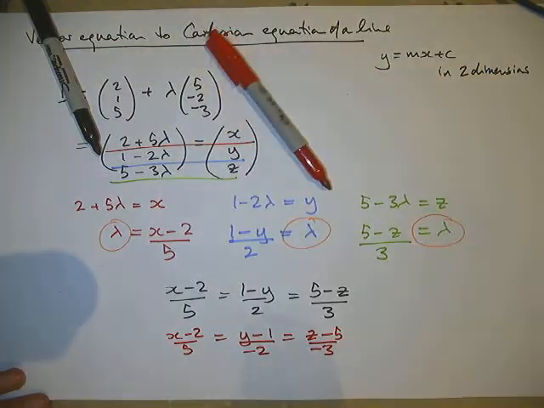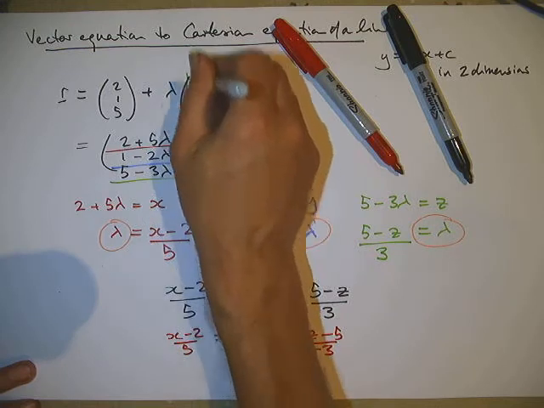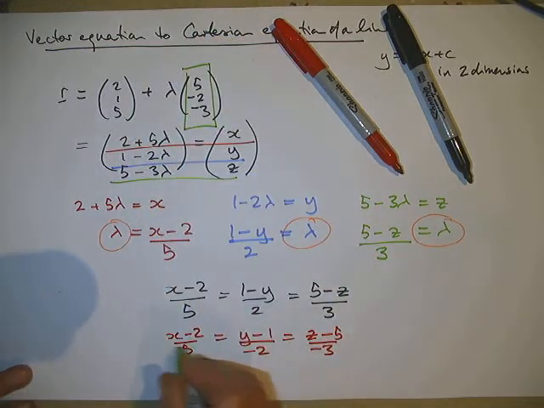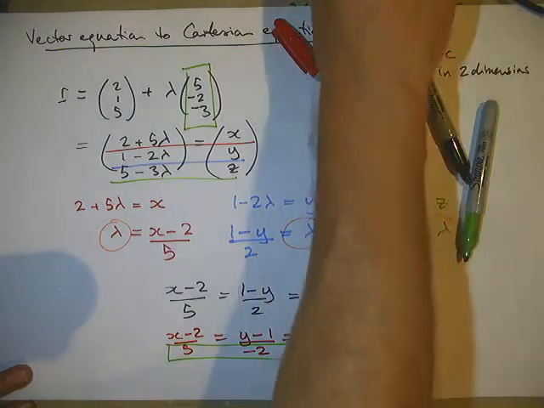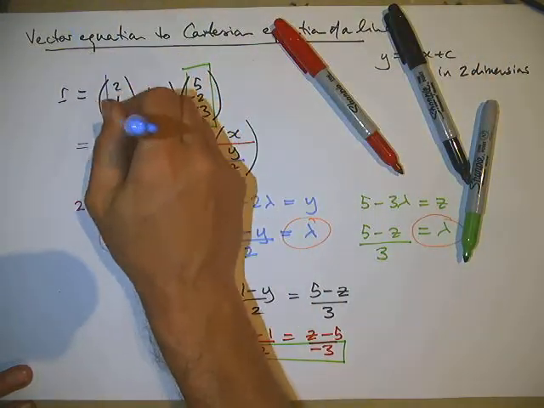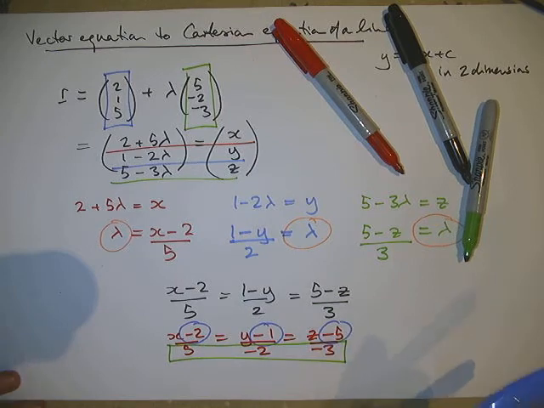Why have I bothered to write it like that? Because the direction vector appears here, and a point on the line appears here, but with the signs changed.